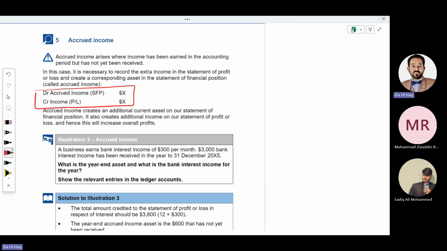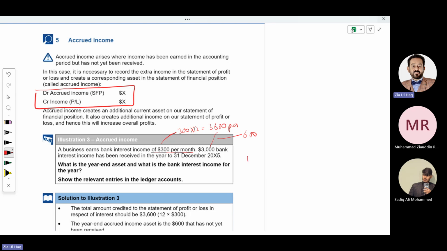A business earns bank interest income of 300 per month. If 300 per month, what could it be for the year? 300 into 12, 3600 per year, per annum. 3000 bank interest income has been received. Out of 3600, you have received 3000. How much remaining? 600 that you're going to receive in future. Related to current, will be settled, meaning received, in future. What is the year end asset and bank income?